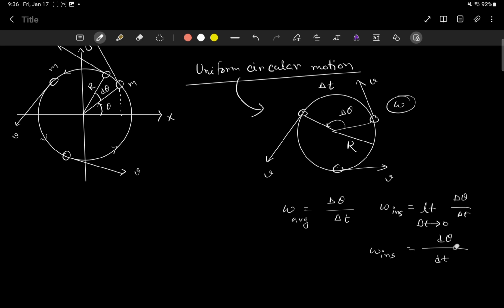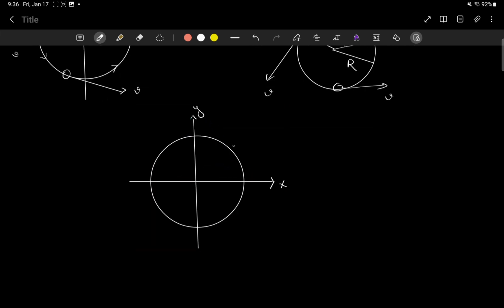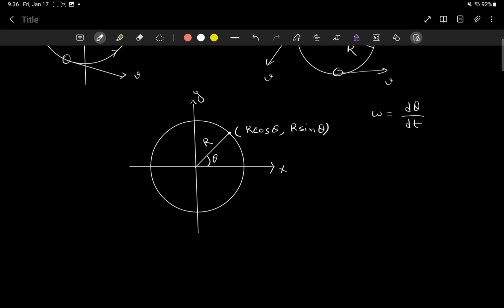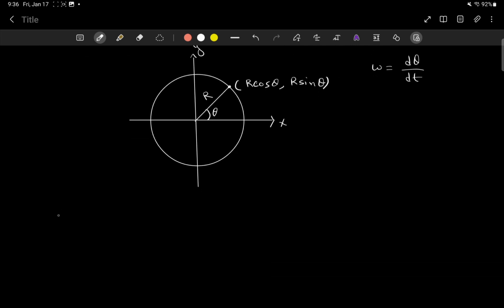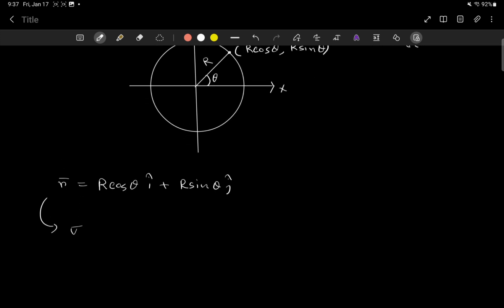After that, we're going to draw a circle. I've already drawn one, and let's say the body is at angle theta. So with radius r, its x will be r cos theta and y will be r sin theta, right? And we already know that omega is equal to d theta dt. So the radius vector will be equal to r cos theta i cap plus r sin theta j cap, and then we can differentiate it to find the velocity vector.